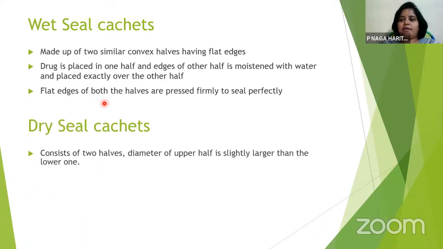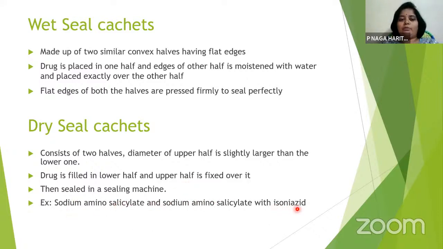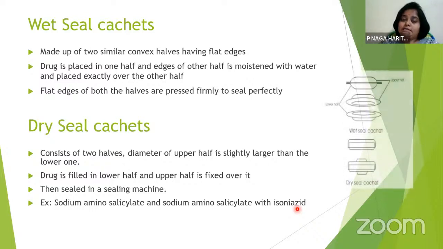And the dry seal cachets, how will they be? The bottom part will be a little smaller than the upper part. Say this is the bottom part, my fist is the bottom part, and the upper part will be a little larger. When you press it like this, the bottom part will go into the top part so that it will be sealed, just like your gelatin capsule. It consists of two halves. The diameter of the upper half is slightly larger than the lower one. The drug is filled in the lower half and the upper half is fixed over it, and then it is sealed with the help of a sealing machine. Examples include sodium aminosalicylate and sodium aminosalicylate with isoniazid.